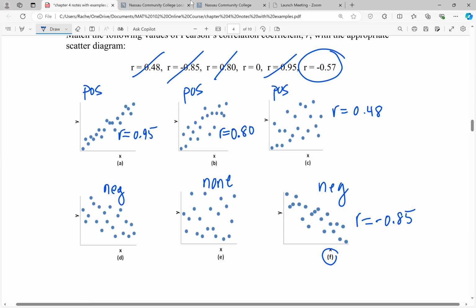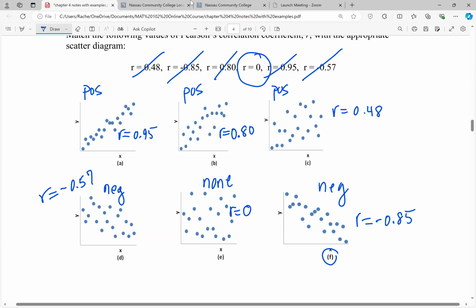And then by process of elimination, the R value for graph D, which has a negative relationship, is going to be -0.57. So we could cross that one off the list. And then there's only one graph left, which seems to have no linear correlation. And the only R value that's left, which makes sense, is an R value of 0, which implies no linear correlation. So I think this is a nice example, and it's helpful because it helps us practice interpreting R and relating R to different scatter plots.